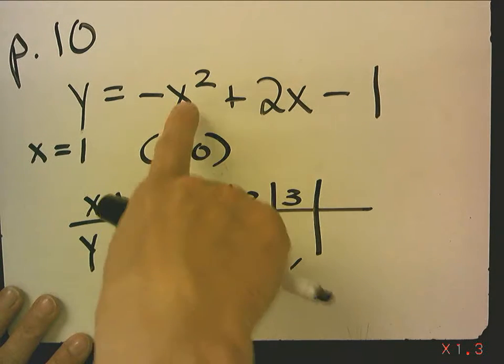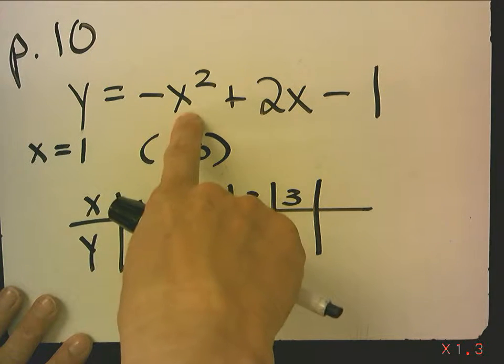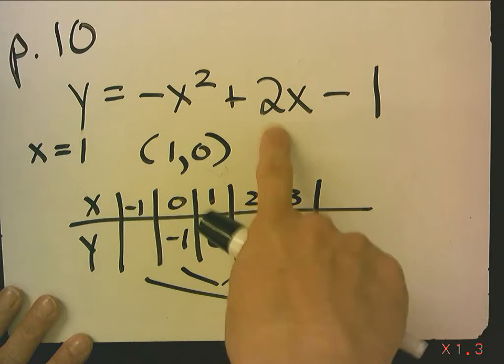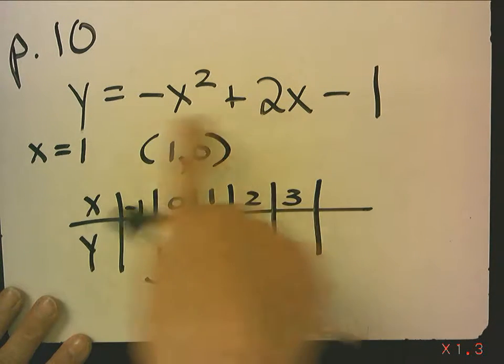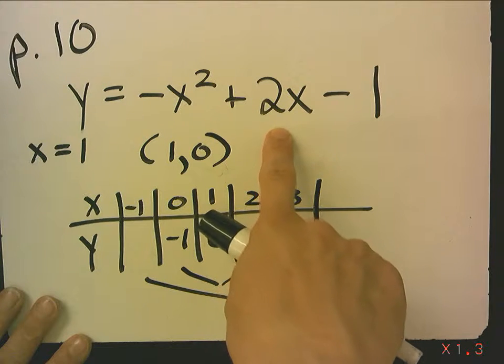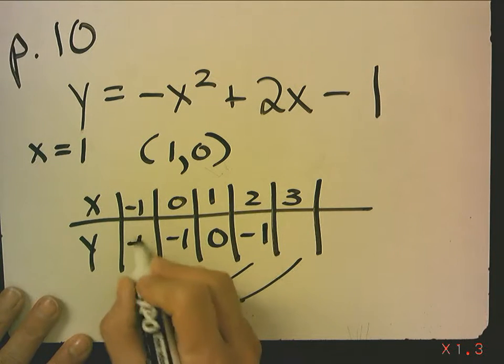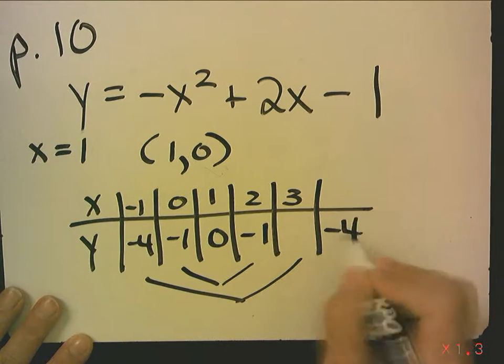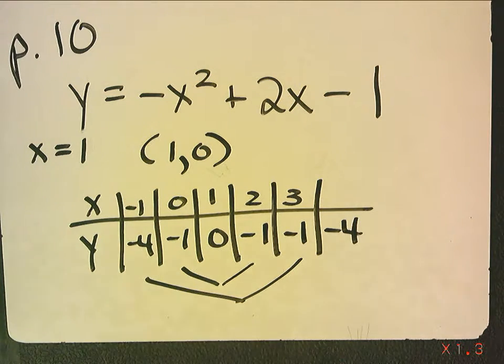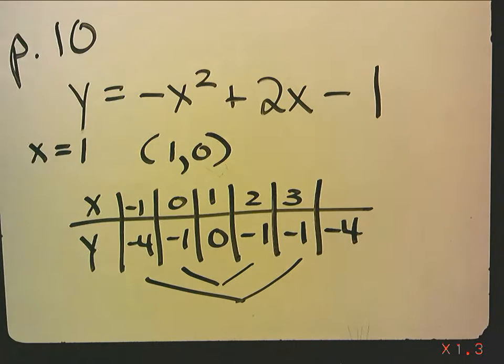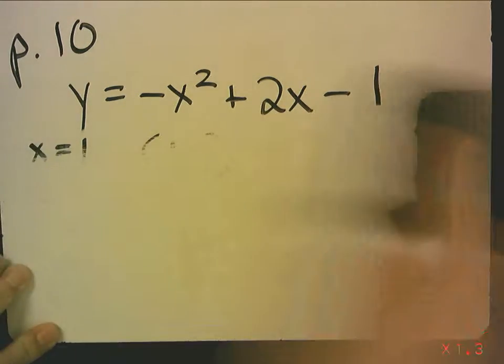Then I plug in negative 1. The opposite of negative 1 squared is negative 1, times 2 times negative 1 is negative 2, so negative 1 plus negative 2 is negative 3, minus 1 is negative 4. So now I'm going to use these values and graph. So the next step is to graph.